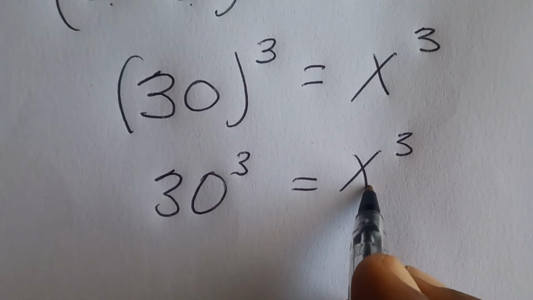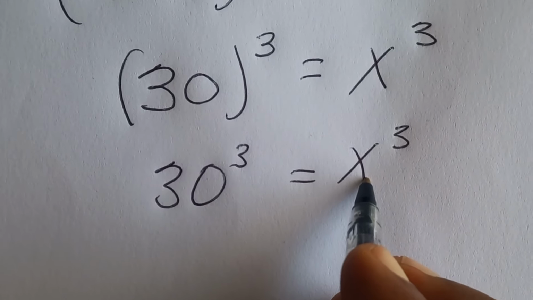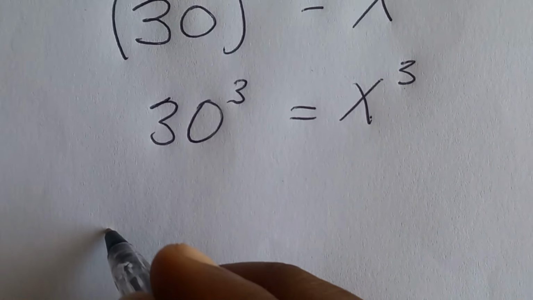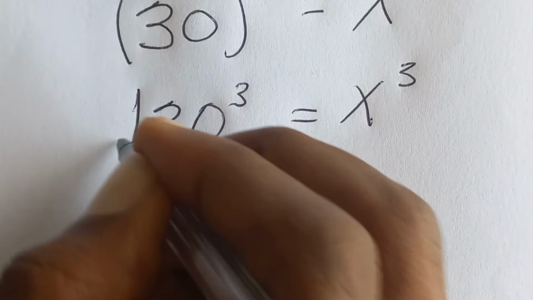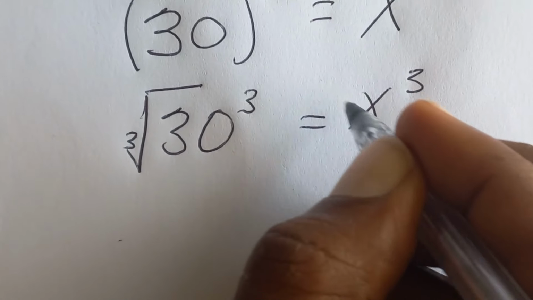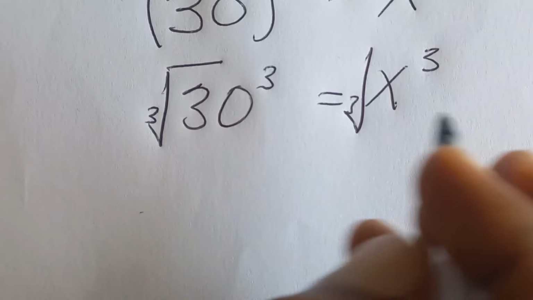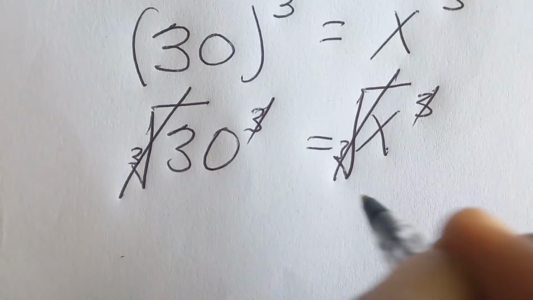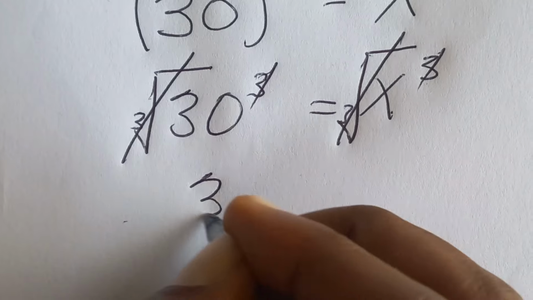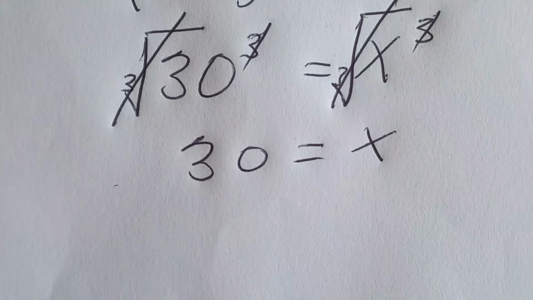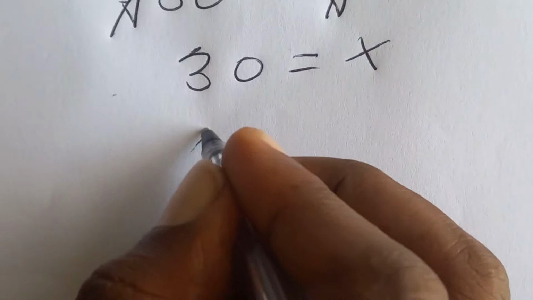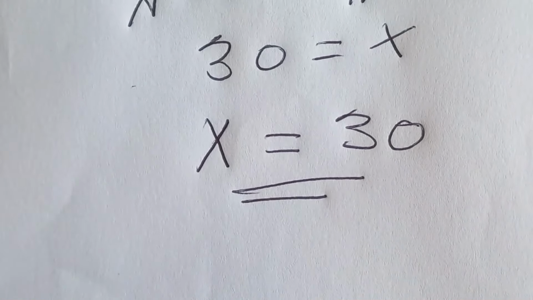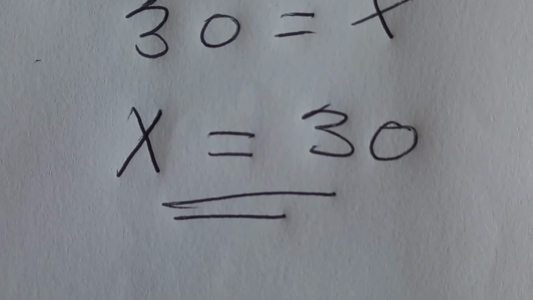We need x. That's what we're solving for, not x cubed. So in this case, we take the cubic root of both sides. So this 3 will cancel the cubic root, leaving 30 is equal to x. So in this case, we say that our x is equal to 30. So this is the solution or the value for x.